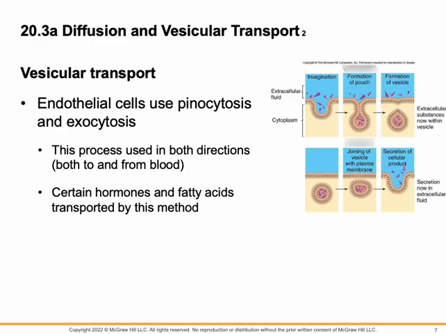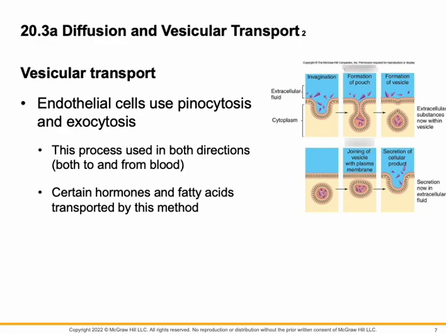So if it was moving things out of the cell, we call that exocytosis, right? Exo meaning out, external. And if it was moving things into the cell, we called that endocytosis, right? Endocytosis. So again, a lot of it is through diffusion, but you also have this process called vesicular transport.